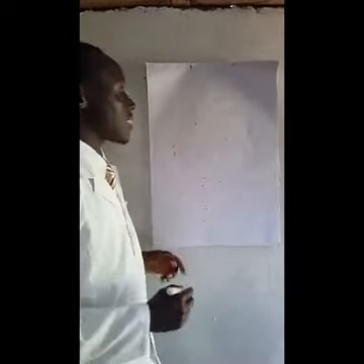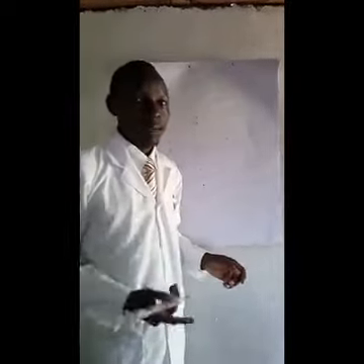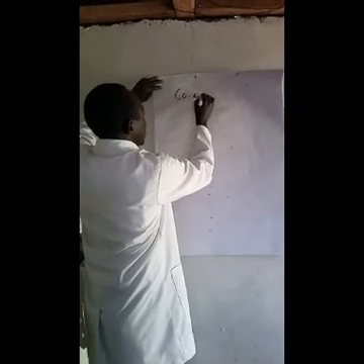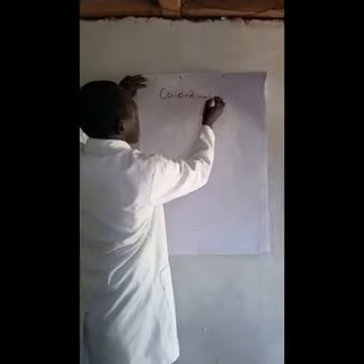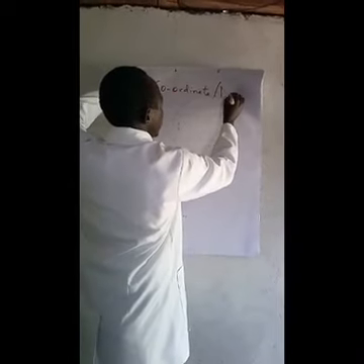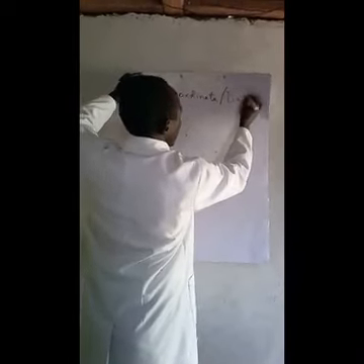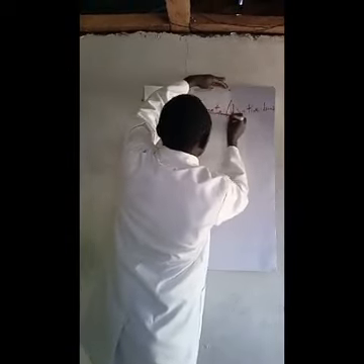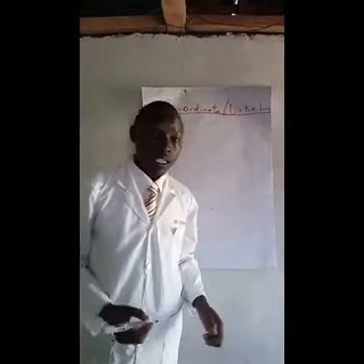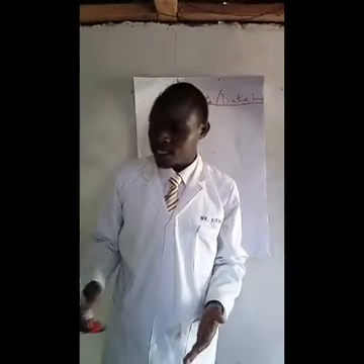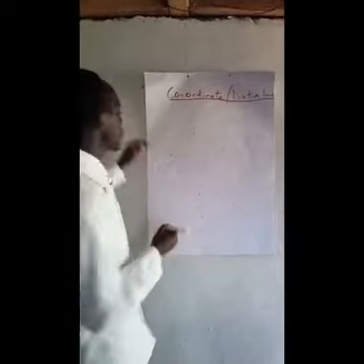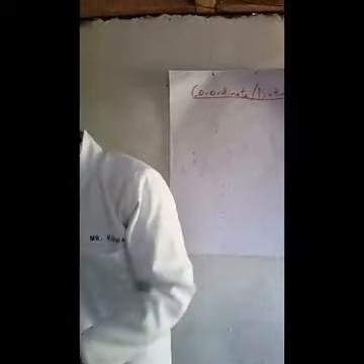Now, still on covalent bond, I want us to discuss a special type of covalent bond that is called coordinate or dative bond. Coordinate or dative bond.